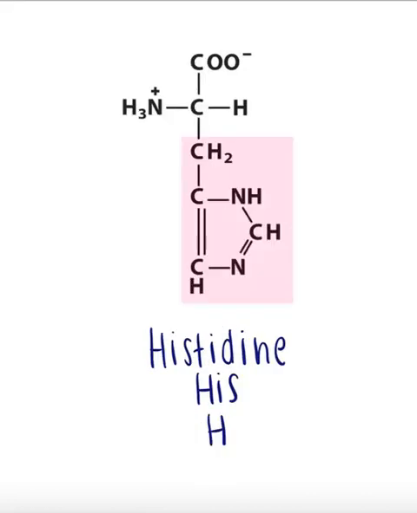The last basic amino acid is histidine. This one actually has a ring that gets formed, but again we have these ends which are going to make it basic. And so histidine is nice and straightforward. Its three-letter name is the first three letters, and the single letter is the first letter.